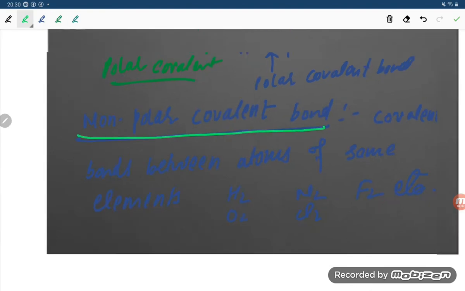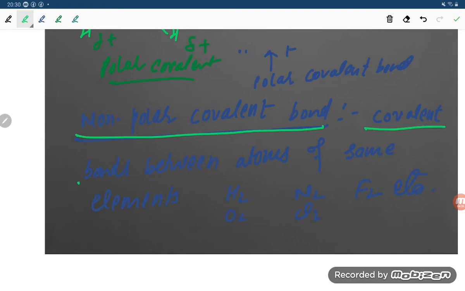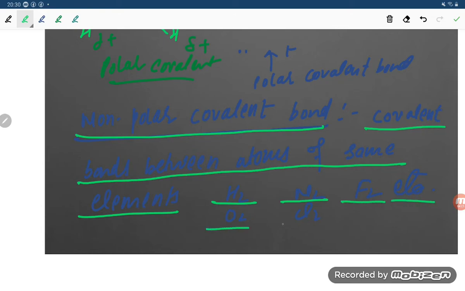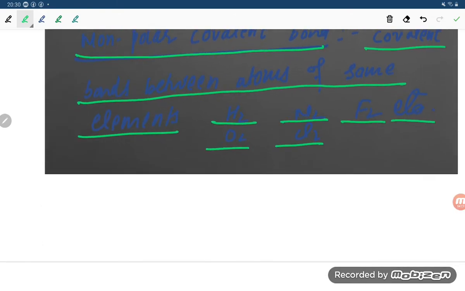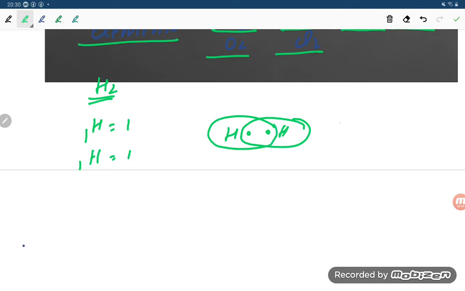So when you talk about non-polar covalent bonds, that is, covalent bonds between atoms of the same element like H2, N2, F2, O2, Cl2, these are non-polar. Suppose we have H2, student. H2 has the same electronegativity on both atoms. So how can you draw it? There is only 1 electron in each hydrogen. So here is hydrogen with 1 dot, and here is another hydrogen with 1 dot. This is how the bond is formed, student.